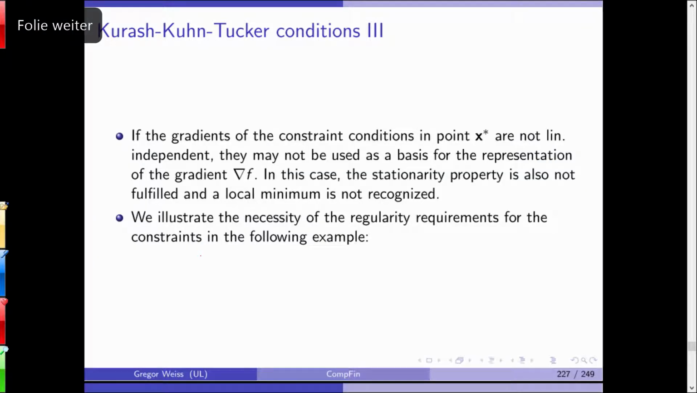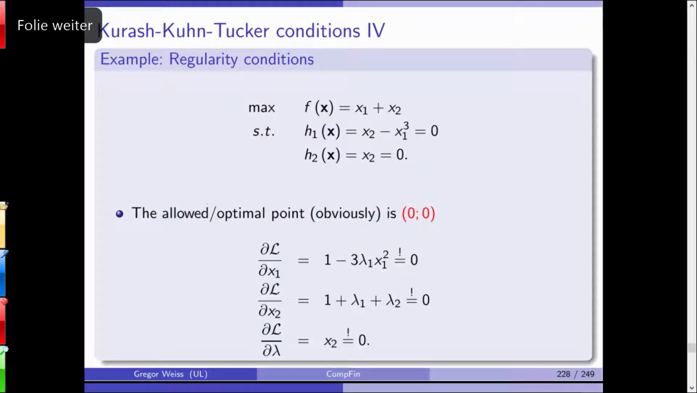Okay, quite simple. Now, if the gradients of the constraint conditions in point x star are not linearly independent, they may not be used as a basis for the representation of the gradient, and in this case, the stationarity property is also not fulfilled and a local minimum is not recognized. I can illustrate this in the following. We now want to maximize x1 plus x2 with two constraints, x2 minus x1 to the third equal to 0 and x2 equal to 0. This is a trivial example.